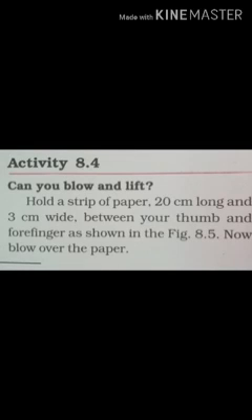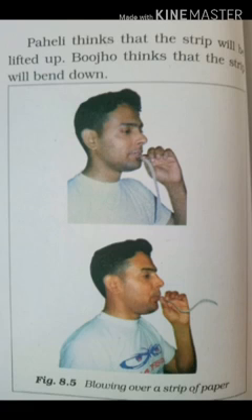All these activities are very simple and you can try them at home. Take a strip of paper and hold it in between your thumb and your forefinger in such a way as shown in the figure. Now try to blow over the paper. You will see that the paper rises up. It seems like the paper will go backward, but instead the paper rises up. And why does the paper rise up?